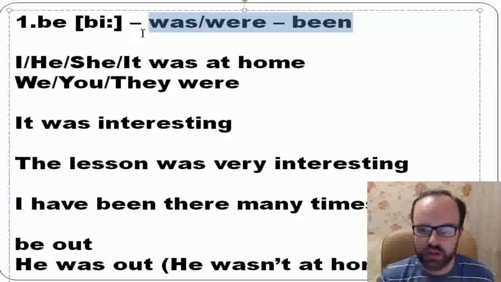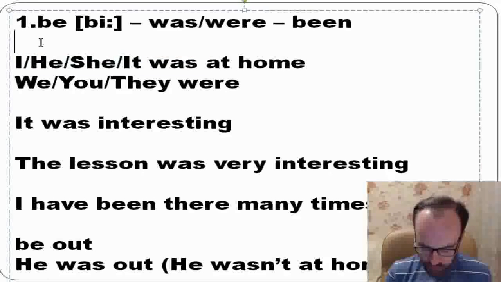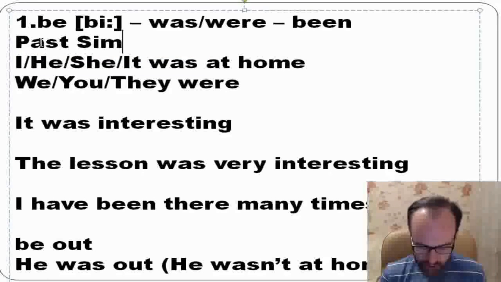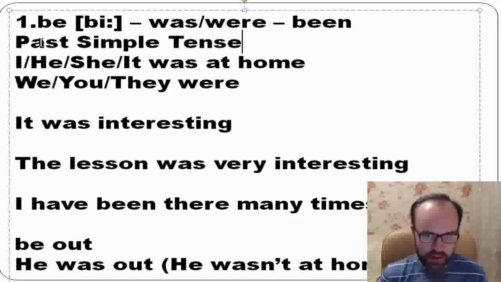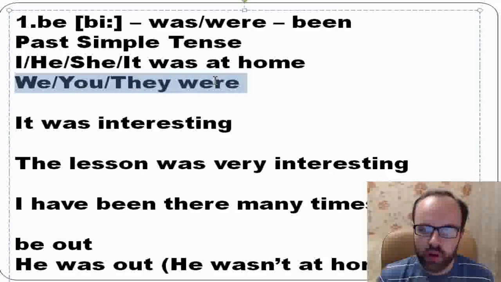And I think that you have a question, so when do we use was and when do we use were? So we use was with I, he, she, it. Look, I was at home. He was at home. She was at home. It was at home. How do we call this tense? We call it past simple tense. So when do we use were? With we, you, they. We were at home. You were at home. They were at home.